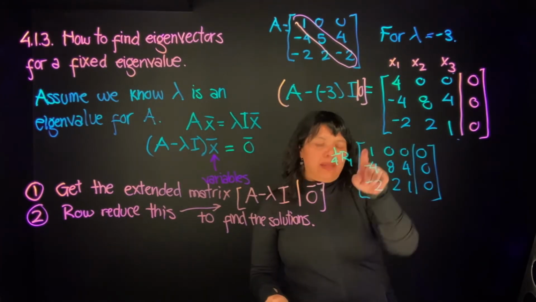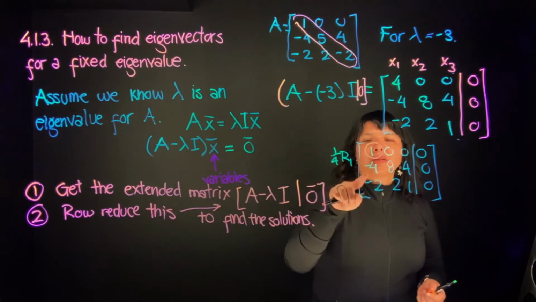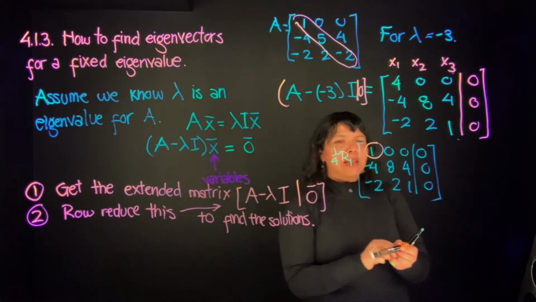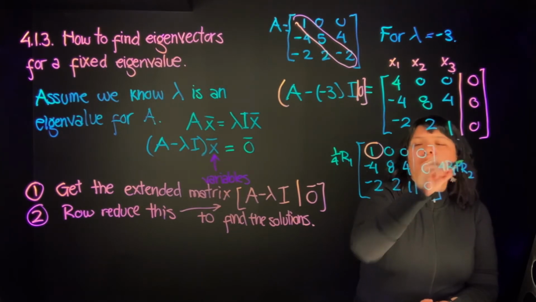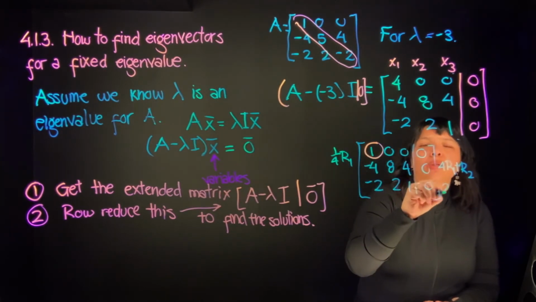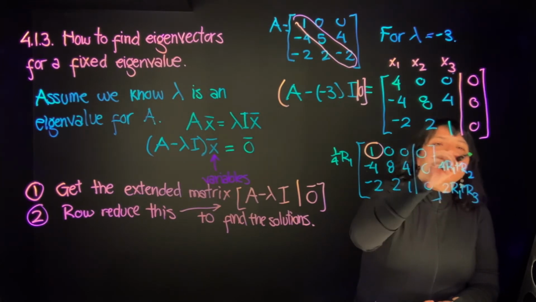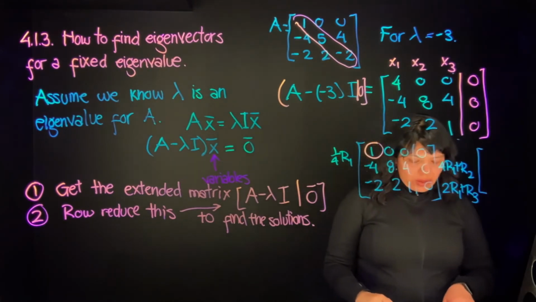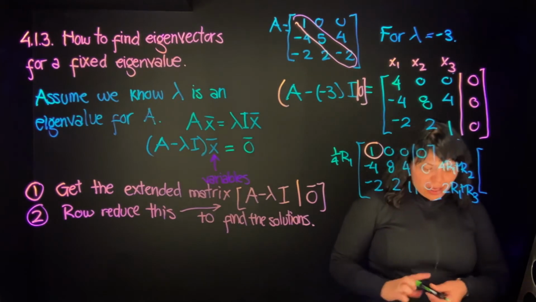And using that, I'm going to make the other ones 0. So using this, I'm going to make this and this 0. And again, that's easy to see. That's going to be 4 times row 1 plus row 2 goes to here. And then 2 times row 1 plus row 3 is going to be my new row 3. So you know how to do this, so I'm giving you a little reminder of that.